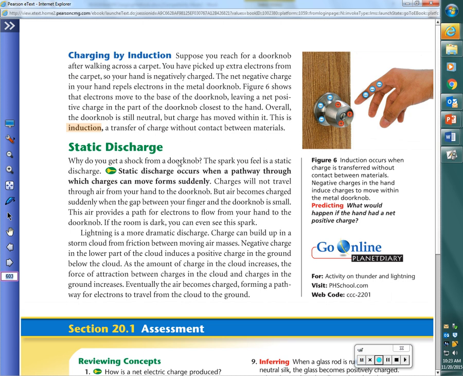Does that make sense? All right, so that's why charging by induction is definitely a little different than the other two. Charging by induction does create an imbalance, but not technically a net charge. All right? Does that make sense? Okay. All right. Ronnie, go ahead.